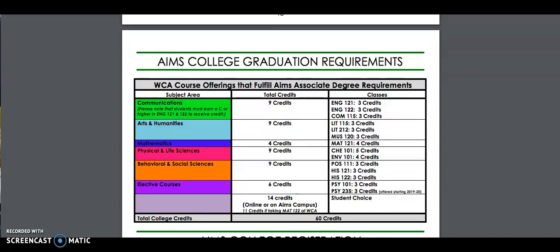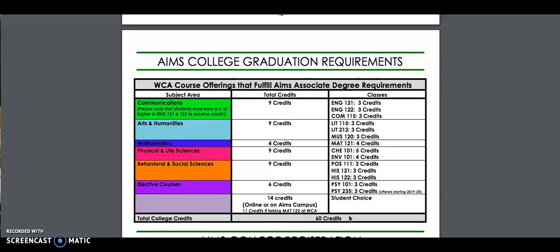You're not getting halves of credits. You're actually getting something like 3 credits for a semester of English or 4 credits for a semester of math. So it's really important to understand this chart and how it compares to our high school graduation requirements, because when you're sitting in a college class, those credits are counting toward your high school graduation, but they're also counting toward whatever your college goals are.